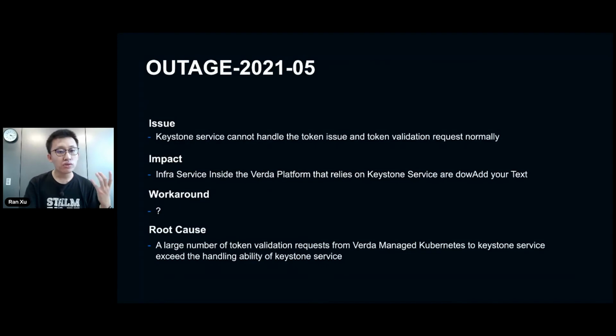So now the root cause of the second outage is also clear. A large number of token validation requests from the managed Kubernetes exceeded the handling ability of the Keystone service. In that case, requests from other clients could not be handled normally.